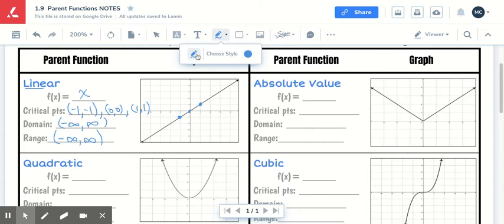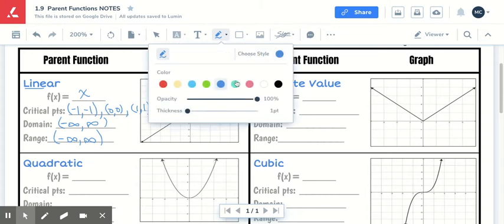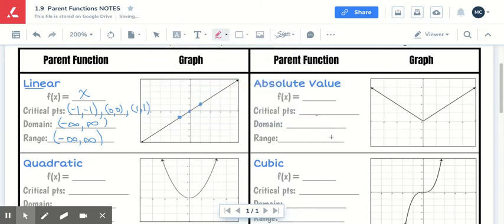The second parent function is called the absolute value parent function. That's over here on the right. The equation of this one is f of x equals, and then we've got two vertical bars surrounding an x, and that's read the absolute value of x. The graph of it kind of looks like a V. I found most students have an easier time remembering that because of the V in value. So absolute value makes a V-shaped graph.